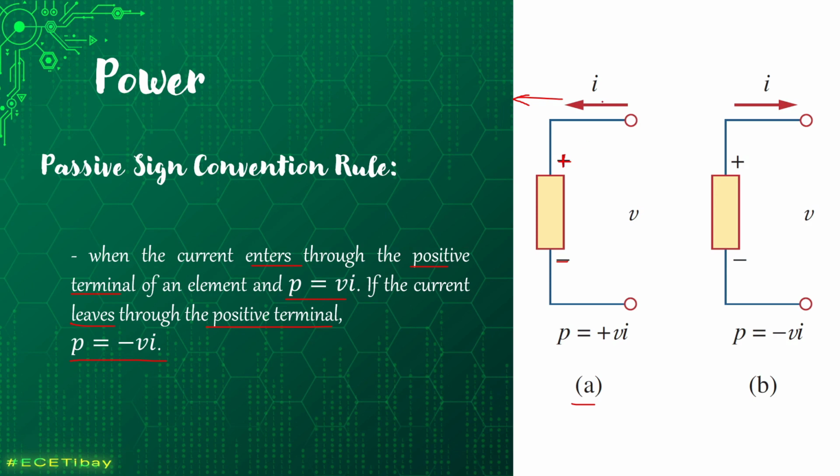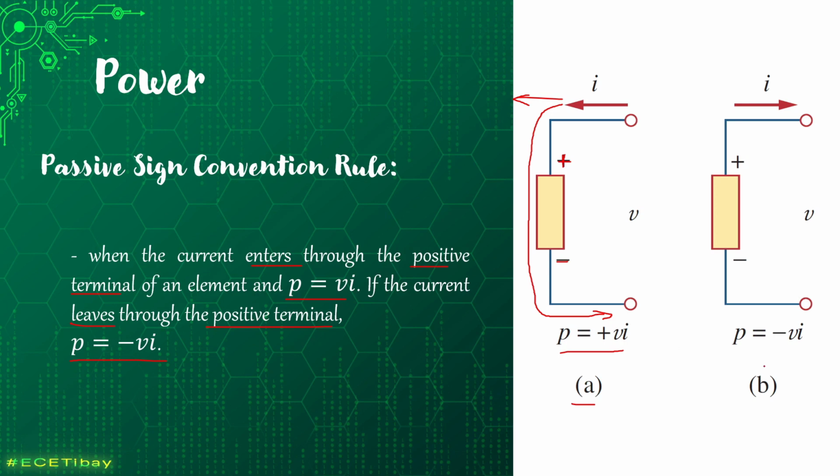Since the current is pointing towards the left, the current is flowing in this path. That is the flow of the current, so we check where the current is entering or leaving. Since the current is entering the positive terminal, it means that the power should be positive based on the rule that is stated.